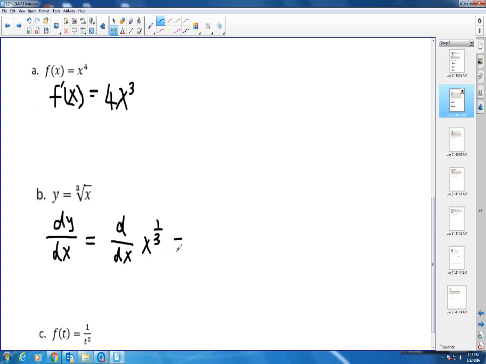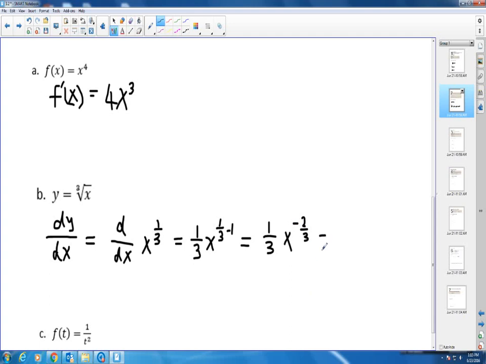When I'm doing my derivative, all I have to do is bring my exponent to the front and then subtract 1 from my exponent. So I will write it out for right now: 1/3 minus 1. Simplify it, and that will give me 1/3 x to the 1/3 minus 1, which is negative 2/3. So x is to the negative 2/3 power.